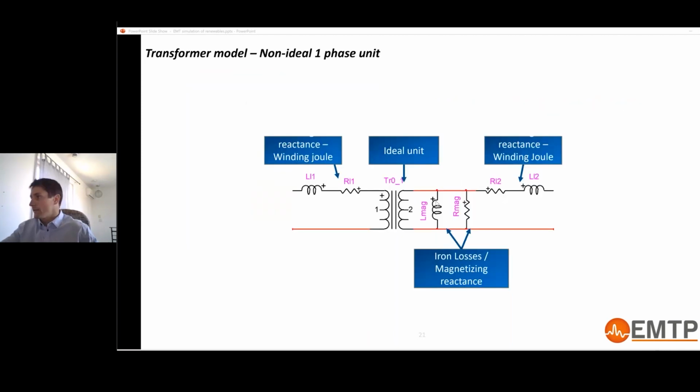And so for this nonlinear inductance, you have to provide a current flux curve. So this is a bit more tough to find out. I will explain how to do it after.